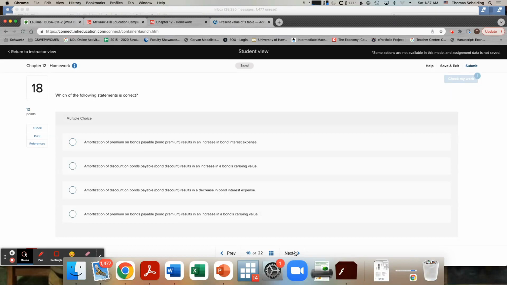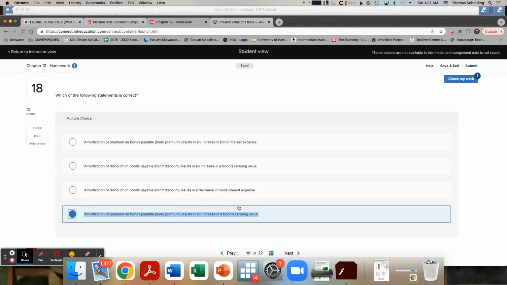Which of the following statements is correct? We've already seen this so many times here. It's going to increase the carrying value. Again, we saw this in the Hawker Company problem. That is a very important question, so I keep coming back to it. This is the correct one. And again, if you redo that Hawker Company question, this will seem even a little bit more clear.